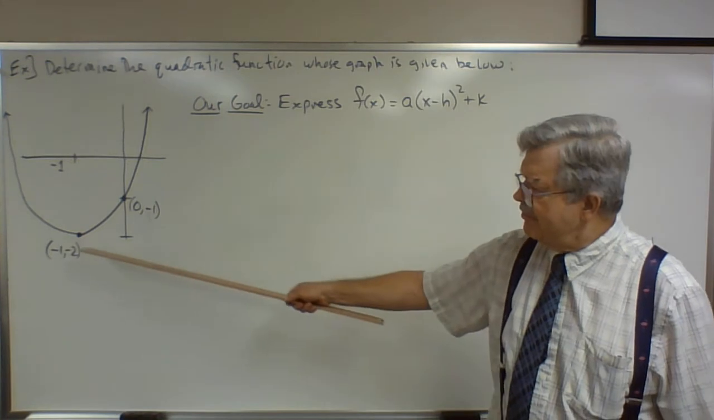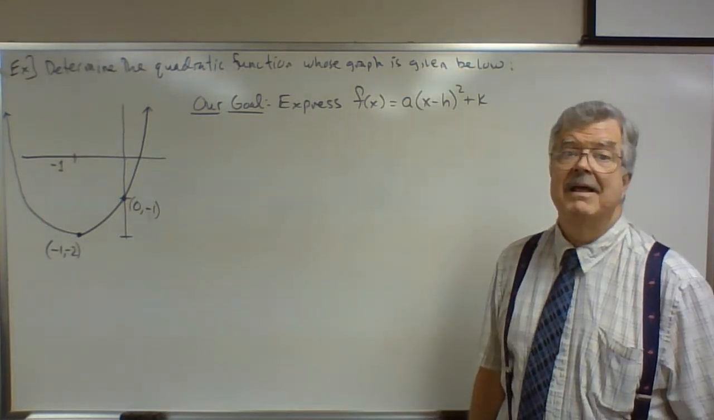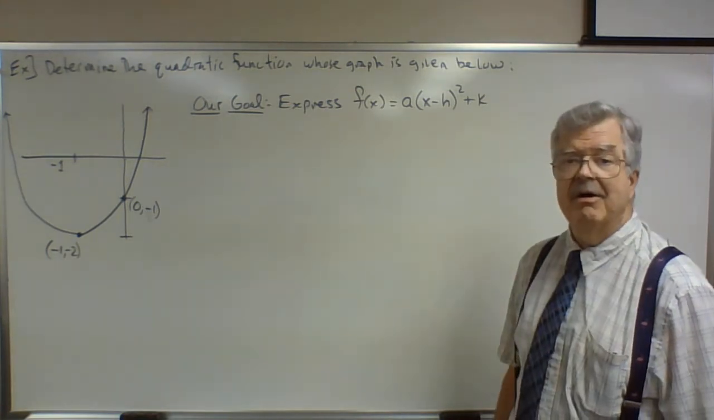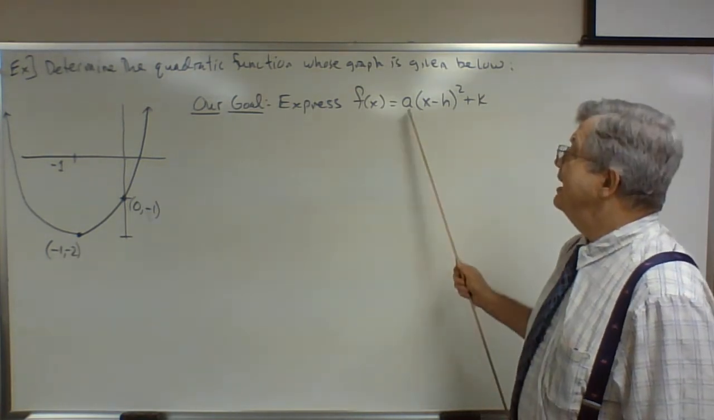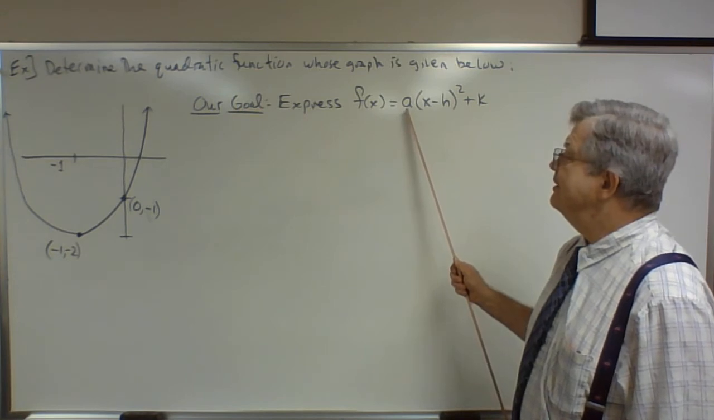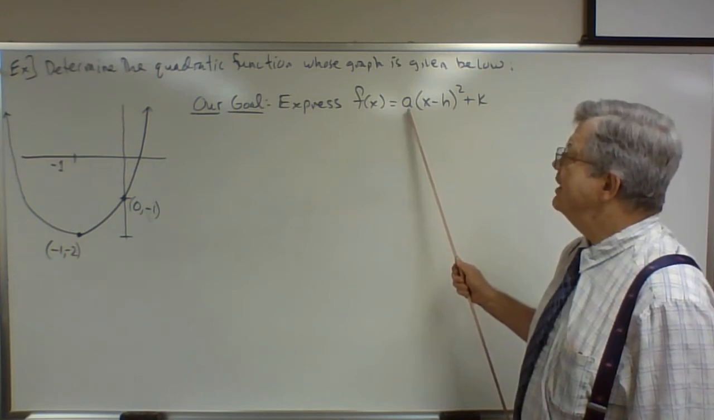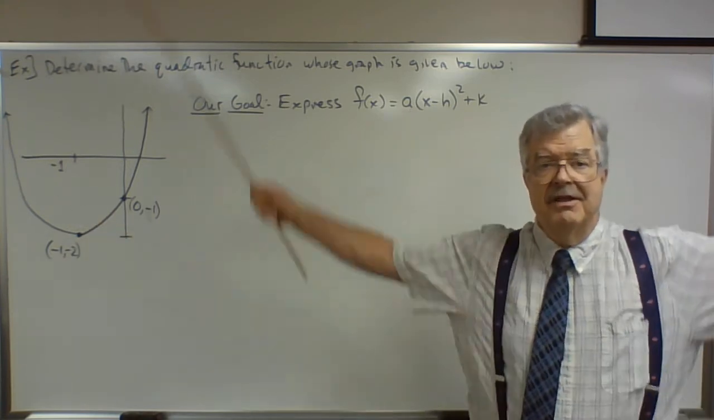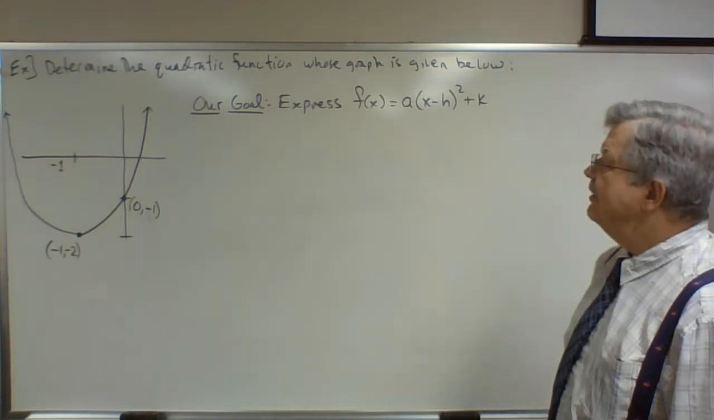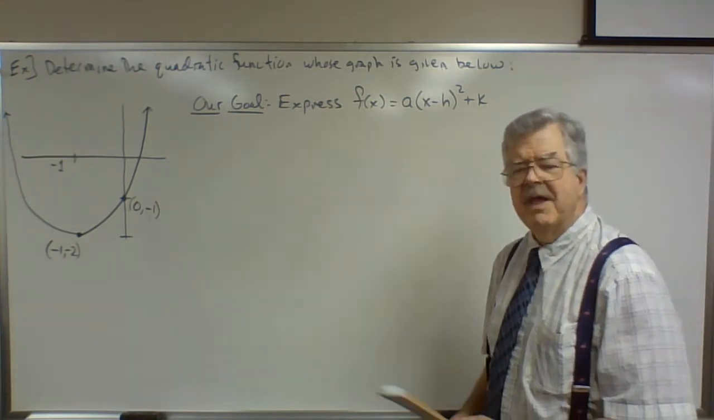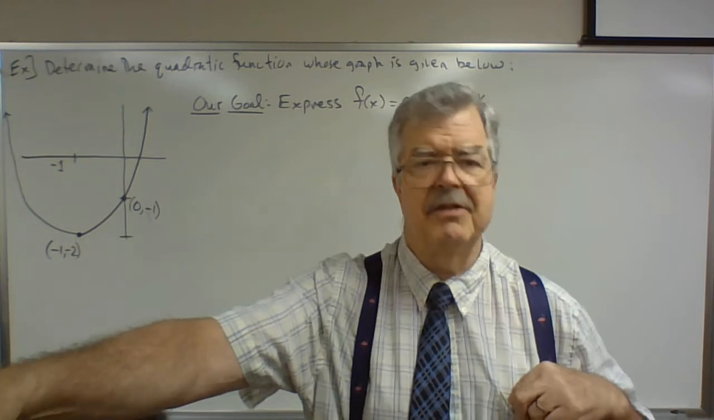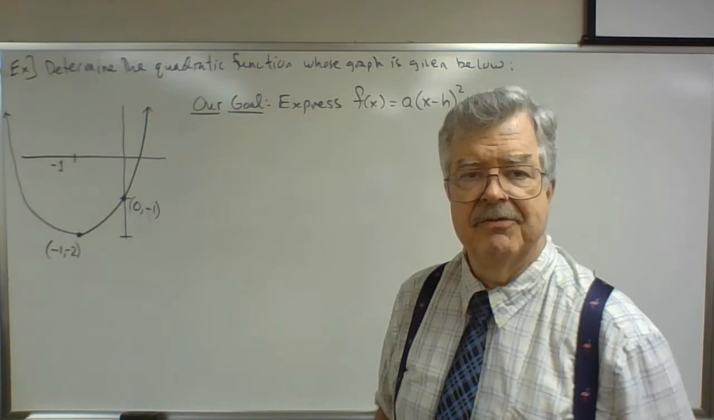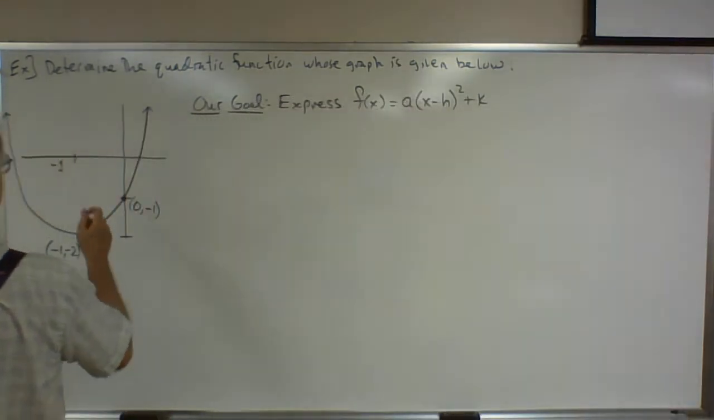Well, let's see, we know what the vertex is, right? So we pretty much know what h and k are already. And this is nice too because we know one thing already: a should be positive because this graph is opening upward. So let's get to work on this. The first thing that I'm going to do is write the axis of symmetry. I'm going to put it right here.